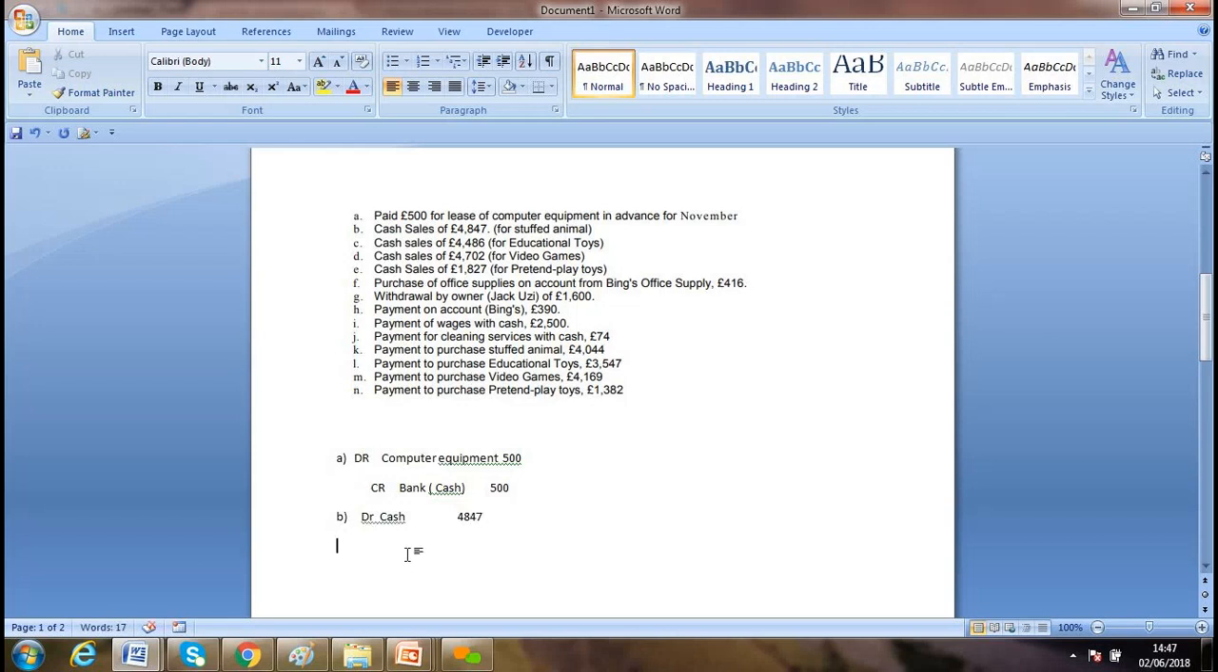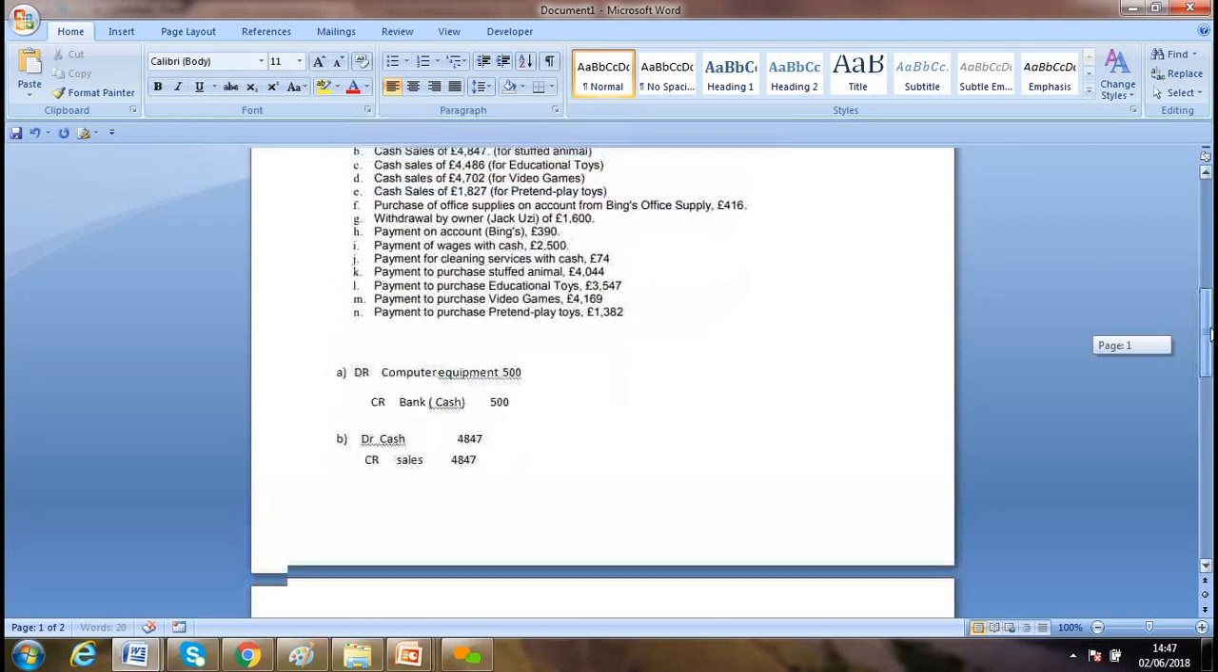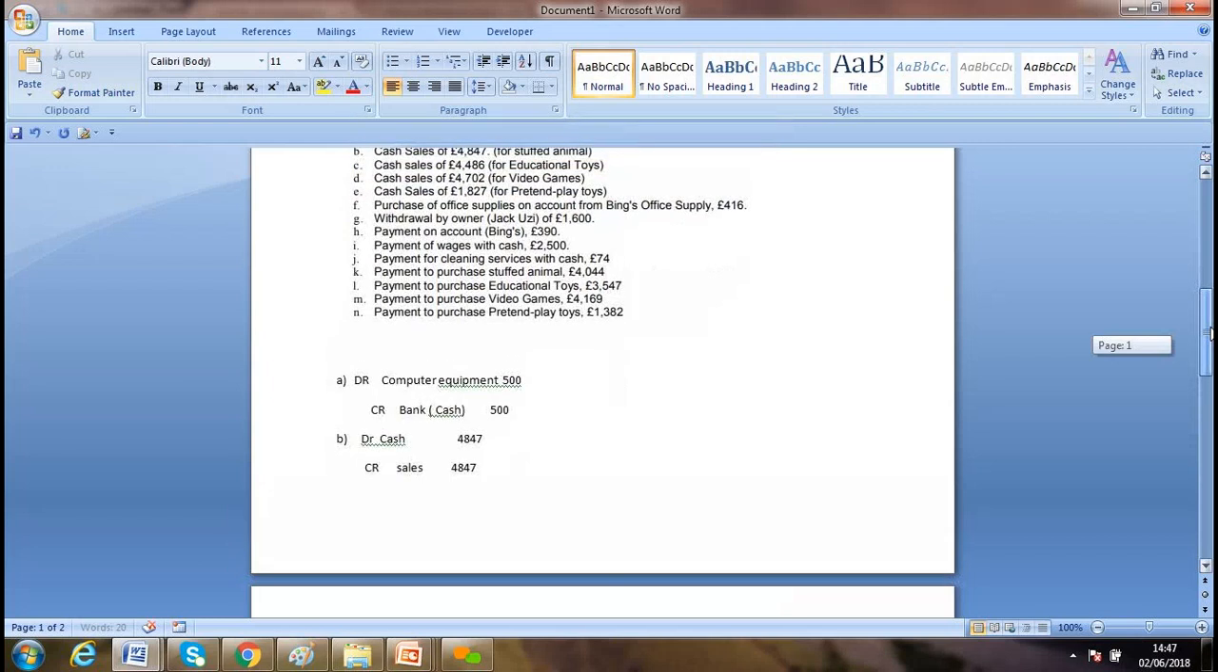So what will be credit? 4,847. Sales will be credit because sales is an income, yes? It's the same amount. Does it make sense? So this way we need to do every transaction, okay?